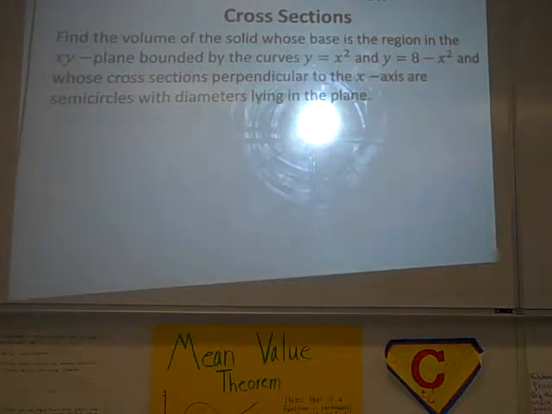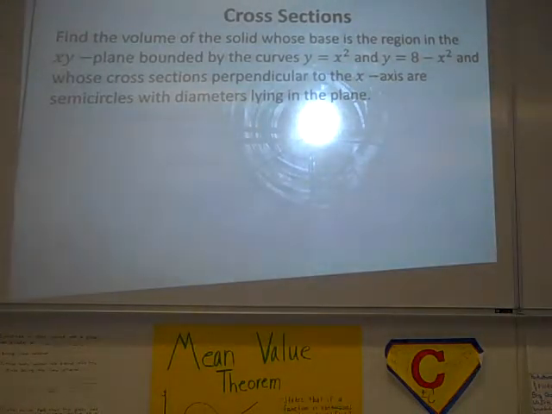Next one, find the volume of the solid whose base is the region in the xy plane bounded by the curves y equals x squared and y equals 8 minus x squared, and whose cross sections perpendicular to the x-axis are semicircles with diameters lying in the xy plane. All right, let's give this a shot.